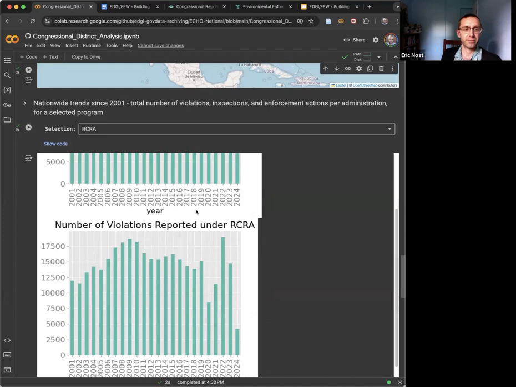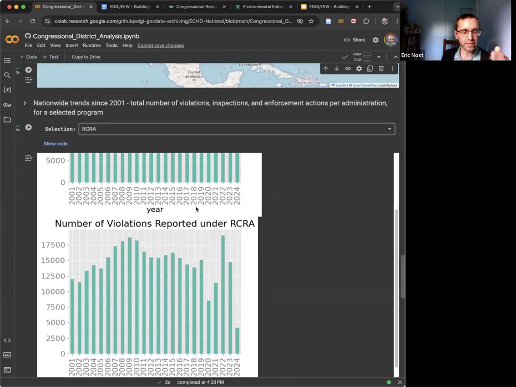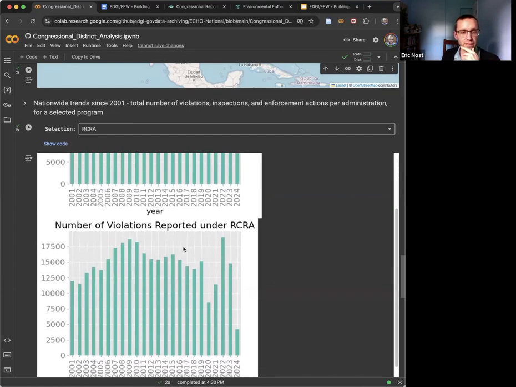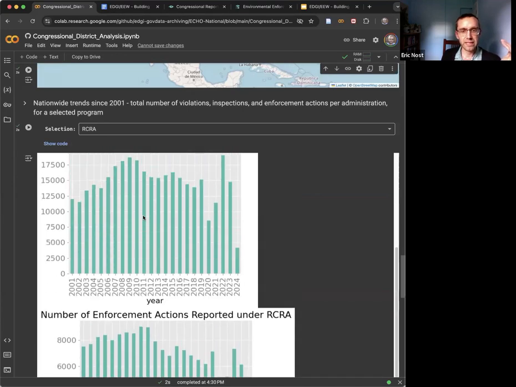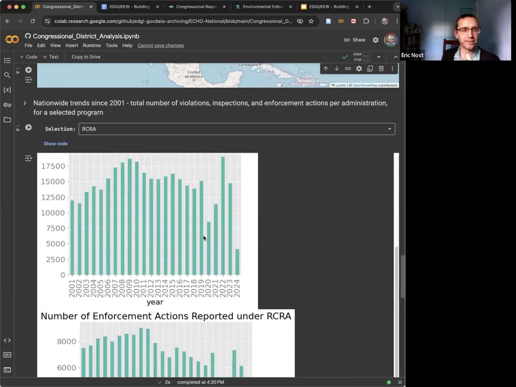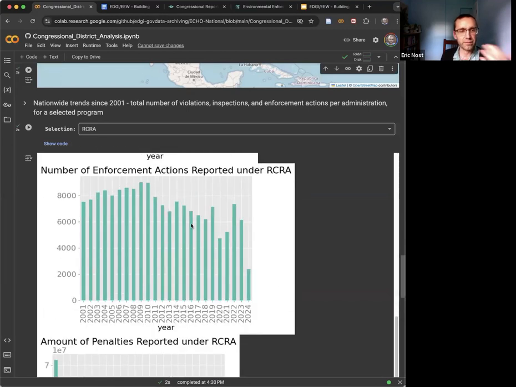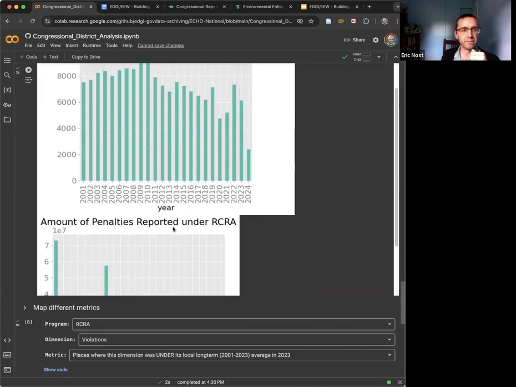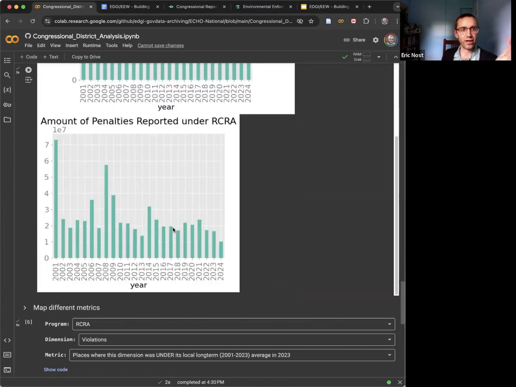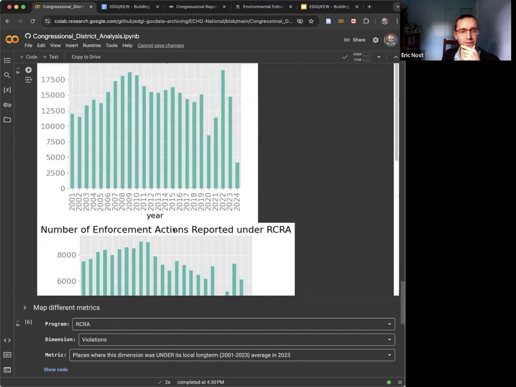Violations follow inspections, generally, under most programs, because you inspect a facility, you find out whether there's a violation. That'll be different with the Clean Water Act, which we'll look at in a second. Enforcement actions are also just dropping since the Obama administration. So we're not finding as many violations, and EPA is probably not taking enforcement actions. Penalties tend to be variable, just based on the willingness of the administration, I suppose.